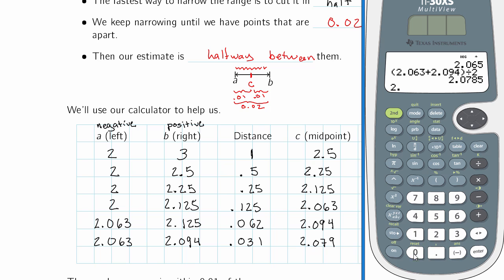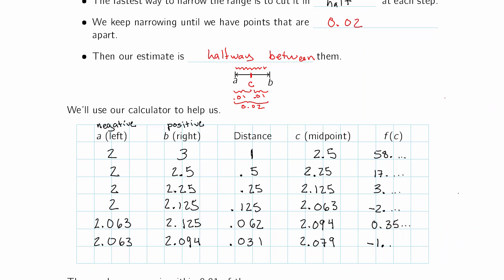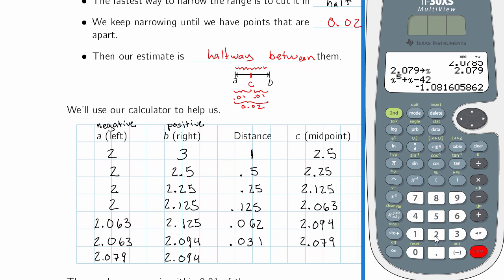I'm going to store that 2.079 to x, go through my function one more time, and I get -1 in a bit. So that 2.079 is my new left endpoint. 2.094 I keep. The distance between those is 0.015. That's less than 0.02. So now this last midpoint is going to be the point I'm going to use.